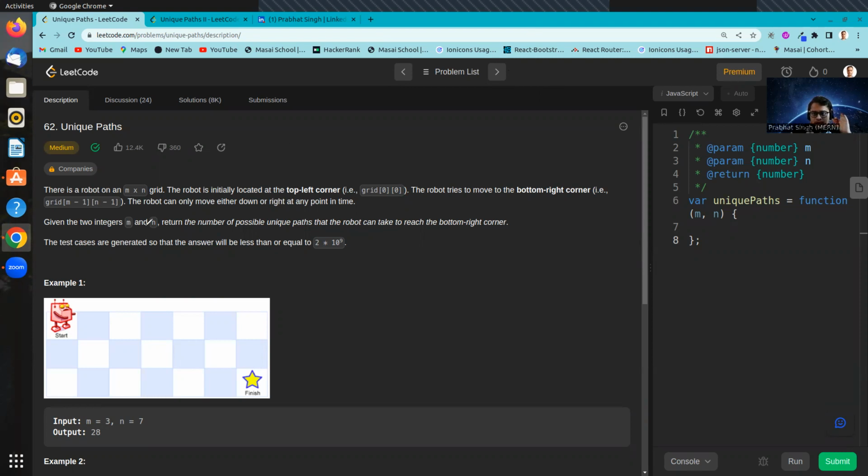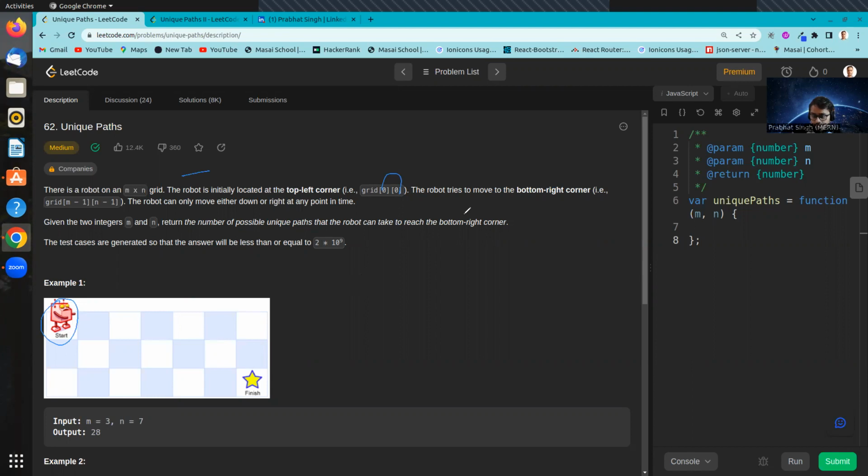So first thing, what is the problem asking us? There is a robot on an M by N grid. Here is the robot. It's in the top left corner. It's always in the 0 by 0 starting position. That's fine, no worry.